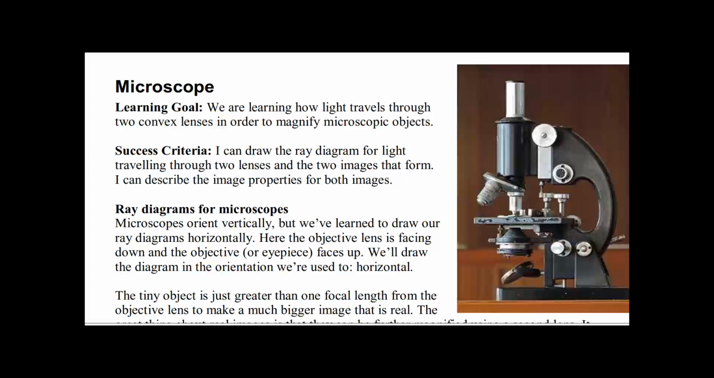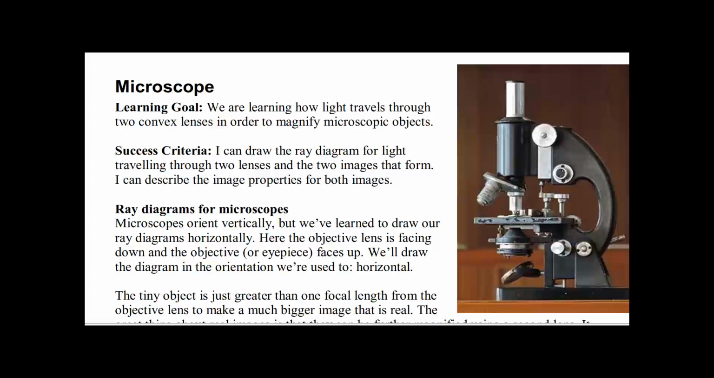And my goal for you today is to learn how light travels from a very small object on your stage here through a first convex lens, forming an image in the tube, where it's further magnified by a second lens called the objective or the ocular, and then your brain interprets that as a much, much larger image of your tiny microscopic object down below.